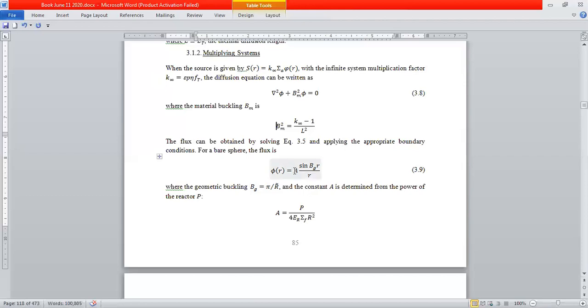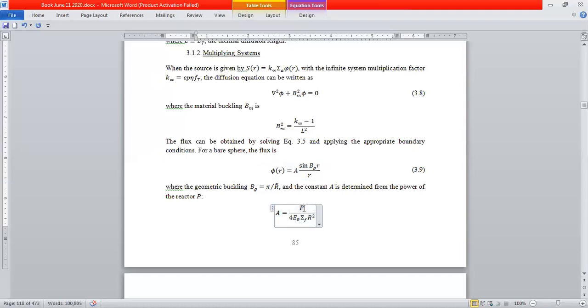The constant A. Now, whenever you have a multiplying assembly, remember I told you it can be one of three things. It can be subcritical, it can be critical, it can be supercritical. So it all depends. Of course, you don't design a supercritical nuclear reactor because that could explode, and you don't design a subcritical nuclear reactor because that's not going to produce power. So you design a reactor which is critical.